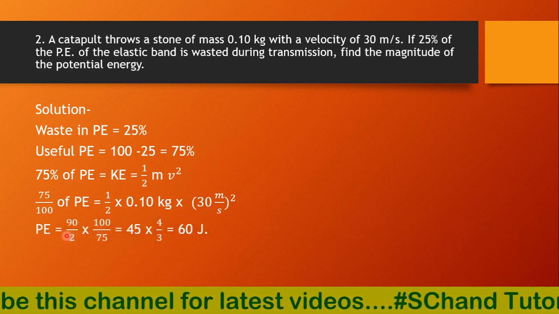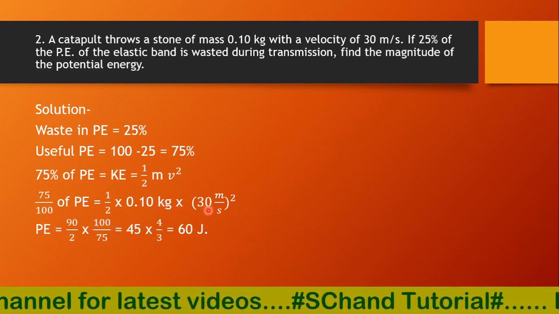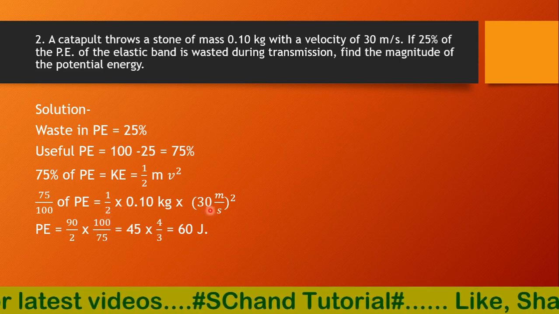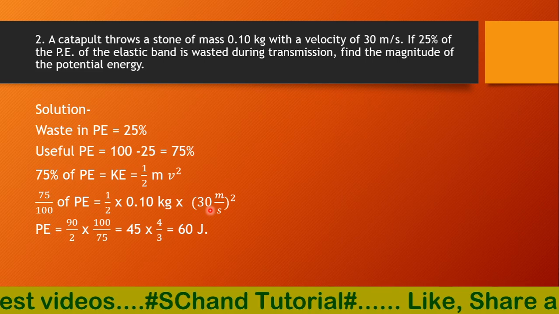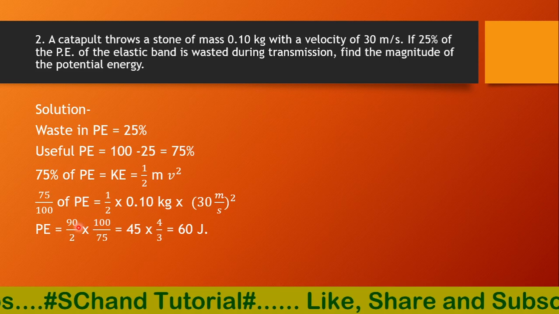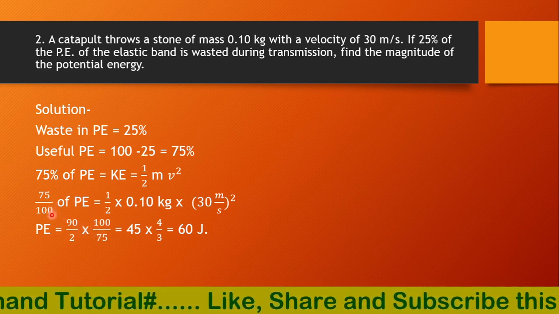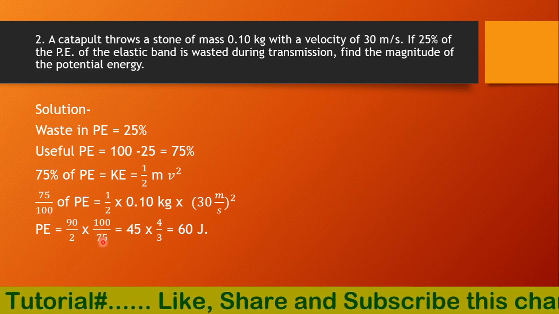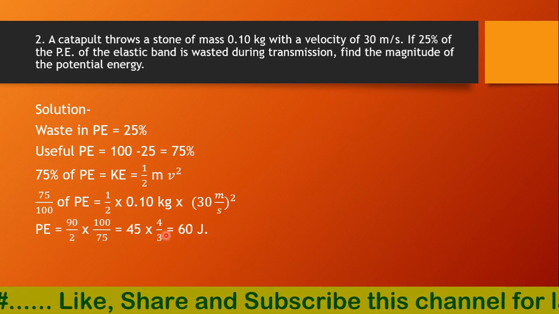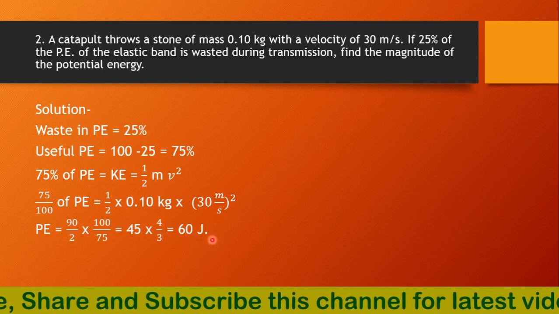And potential energy is equal to, 75 over 100 goes to 100 over 75 on the other side. Here is 30 into 30, which is 900. So the 0 will cancel here, and it will be 90 over 2, and from the left side 75 over 100 will be 100 over 75 on the right side. When we solve this, 90 over 2 is 45, and 100 over 75 is 4 over 3, so it will come out to be 60 joule.